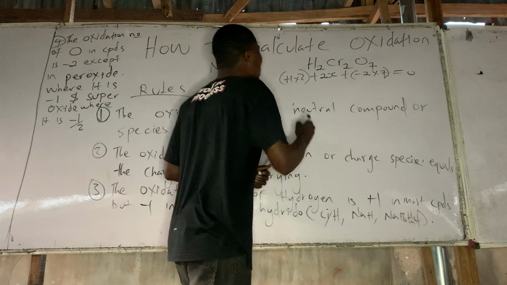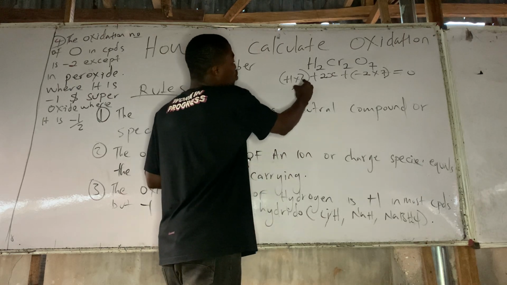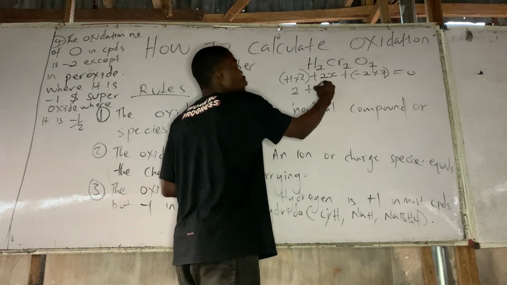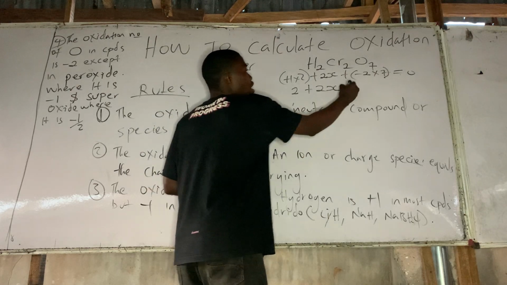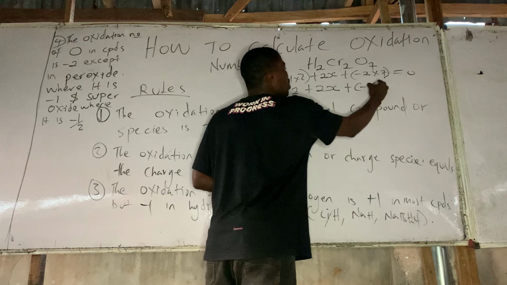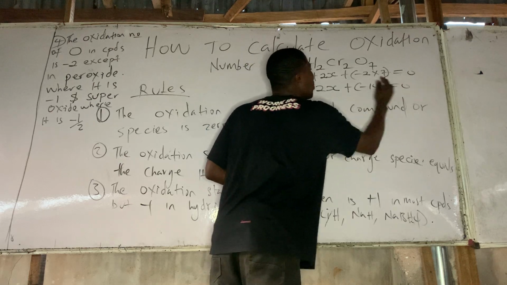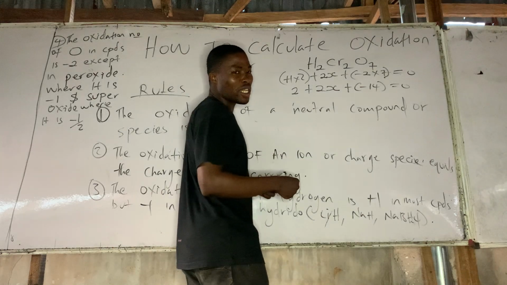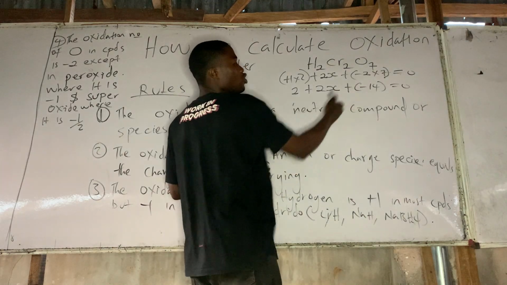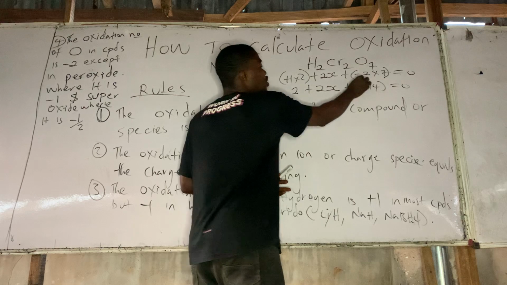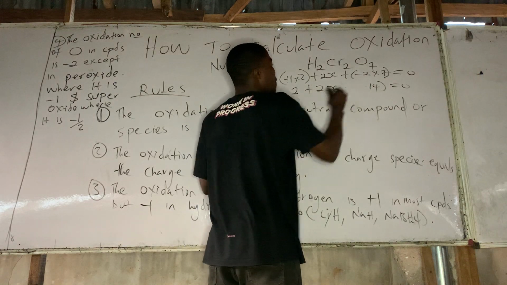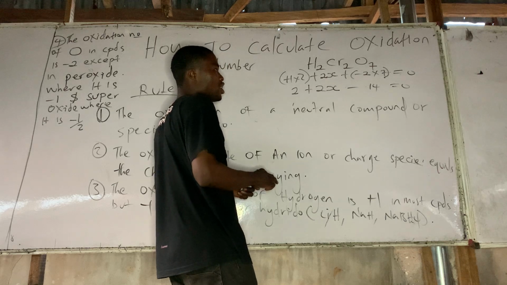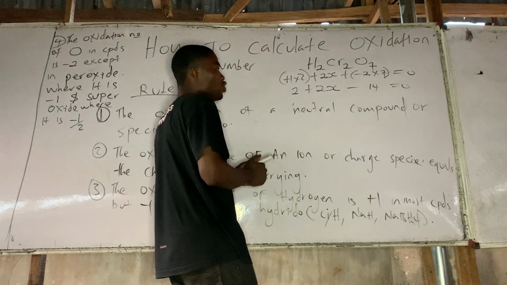So quickly, now this is going to be 2 plus 1 times 2, which is +2, plus 2X, plus -14 equals 0. So -2 times 7 is -14. And from your simple mathematics rule, minus plus should give me a minus. So what does it mean? What do we mean by this?